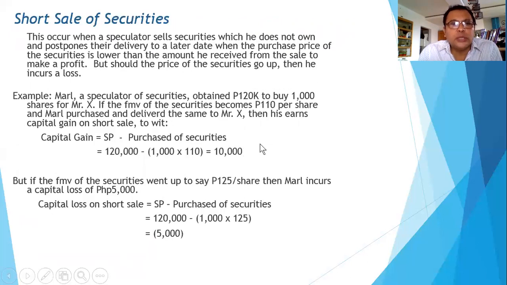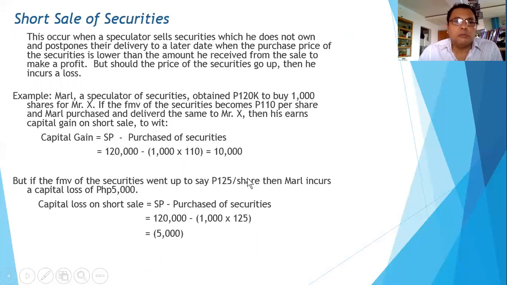Okay, let's go to short sale of securities. When does it happen? It occurs when a speculator sells securities which he does not own and postpones their delivery to a later date, when the purchase price of the securities is lower than the amount he received from the sale, in order to make a profit. But should the price of the securities go up, then he incurs a loss.